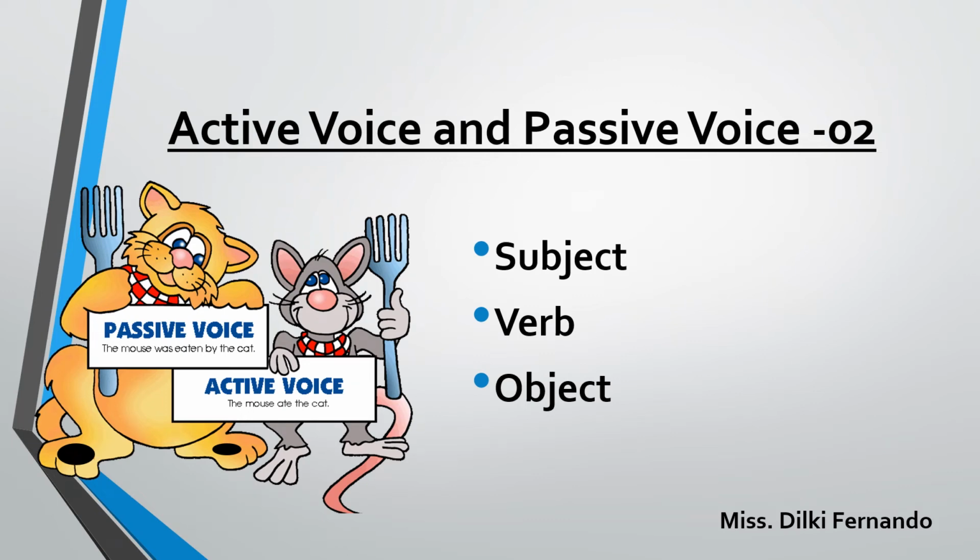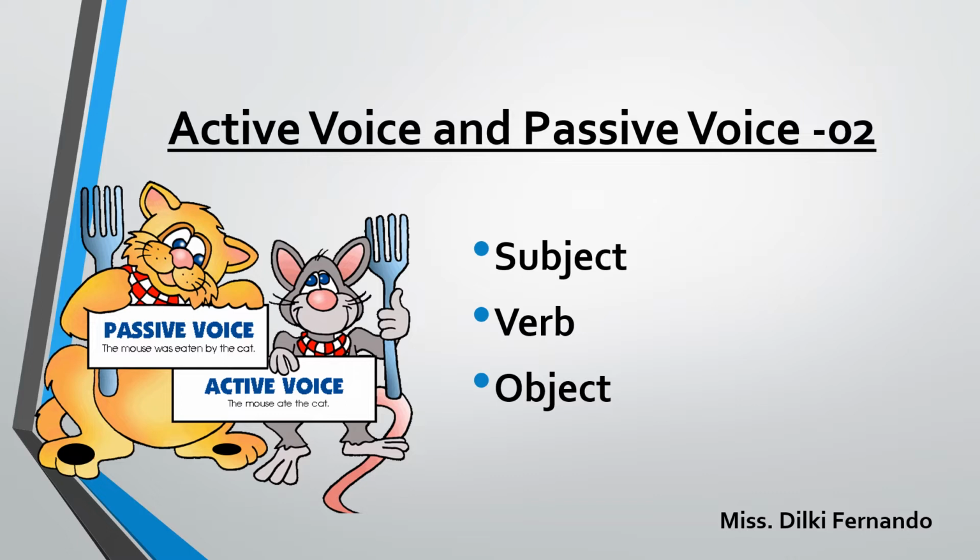Students, today's grammar lesson is active voice and passive voice. Before we start, let's understand that in a sentence there is a subject, a verb and an object. It is important to understand what a subject is. A subject can be either a person who does the action or a thing that we talk about.